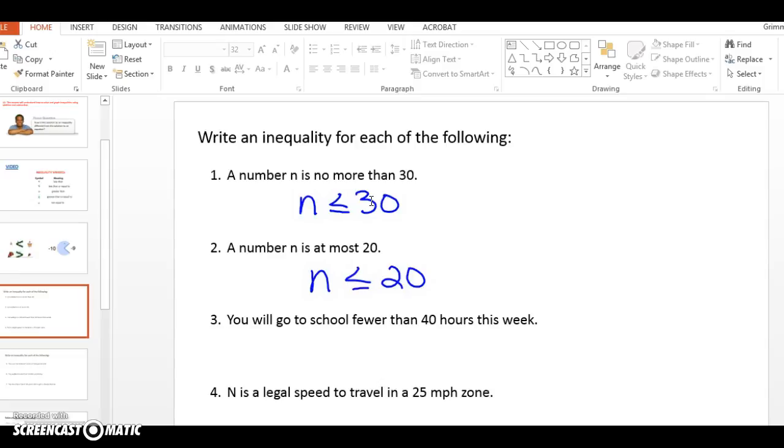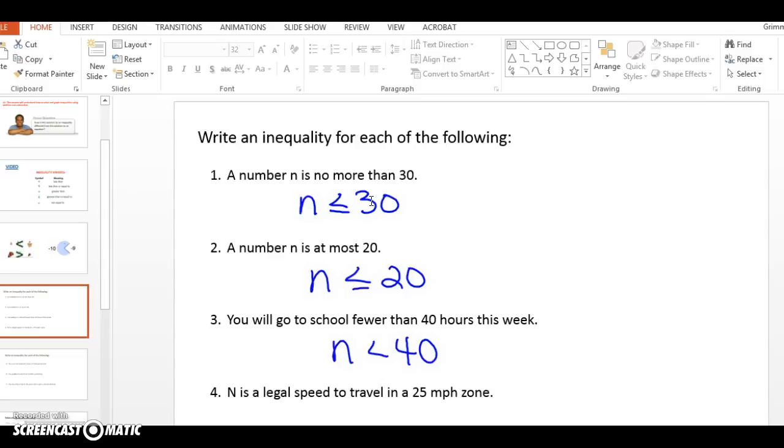Catherine. N is less than 40. You will go to school fewer than 40 hours this week. So it's just N is less than 40. It cannot be equal to 40. It says you're going to go less than 40 hours. Okay, and the last one.